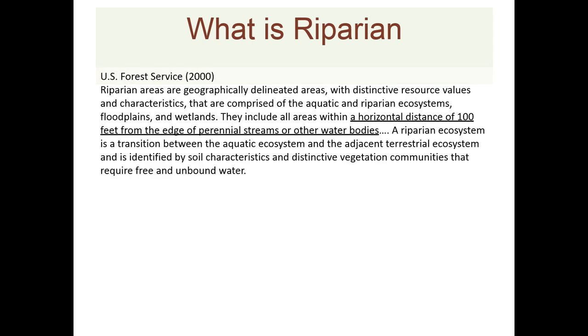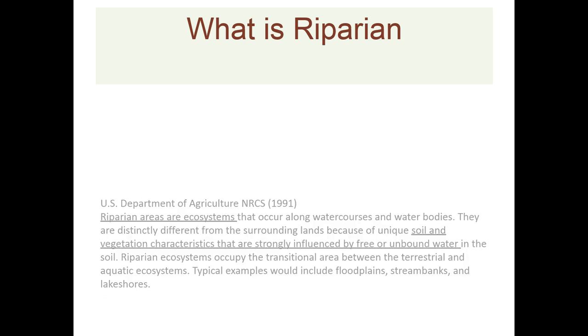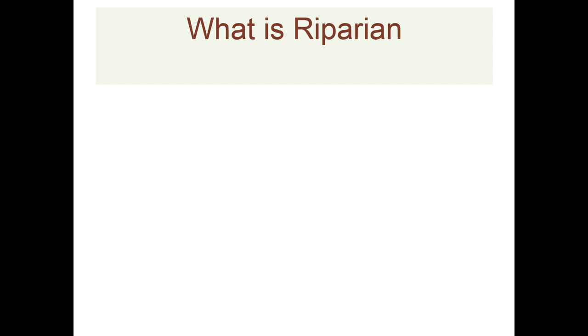The U.S. Forest Service says riparian areas are 100 feet from a perennial stream. The U.S. Department of Agriculture says they are ecosystems along a watercourse, influenced by free or unbound water. All of these definitions seem to have been created for a purpose, either programmatic or regulatory, and are not entirely meaningful in managing riparian land for functional conditions.